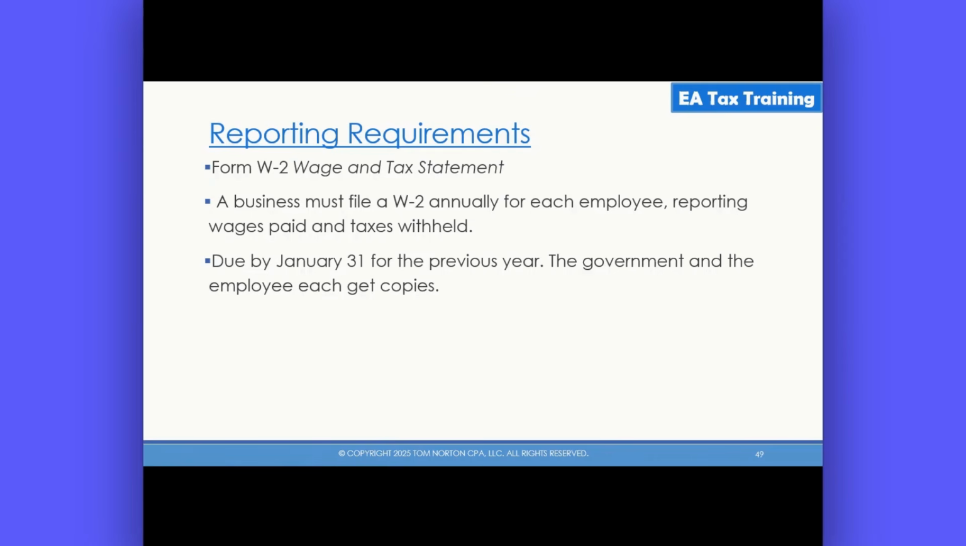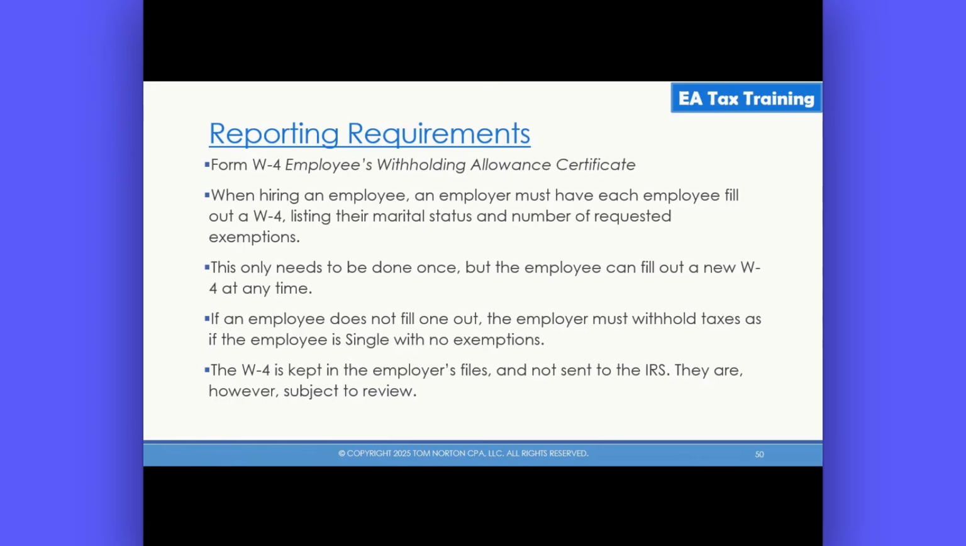So you send a copy to the employee by January 31st, and you send a copy to the government by January 31st. That way, the IRS knows that the employee had that income, and so their computers will do a match. And if the employee does not report the income, then the IRS will automatically audit them. So that is the W-2. Next is the W-4, which is the employee's withholding allowance certificate.